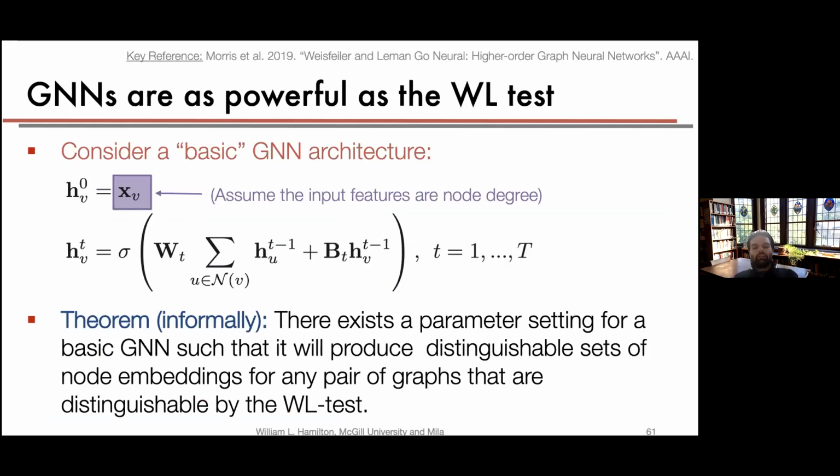And in fact, this connection between GNNs and this WL test is not just intuitive. Like the connection to convolutions, there's a precise mathematical relationship. So if we assume that we're using a basic GNN architecture, we can theoretically prove that there exists a parameter setting for this basic GNN such that it is just as powerful, so equally powerful, as this WL test, this classic isomorphism testing algorithm.